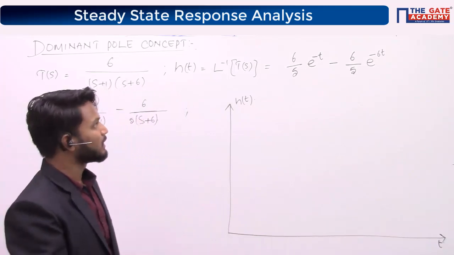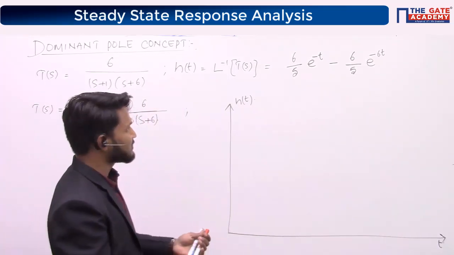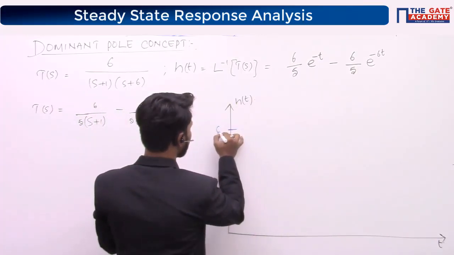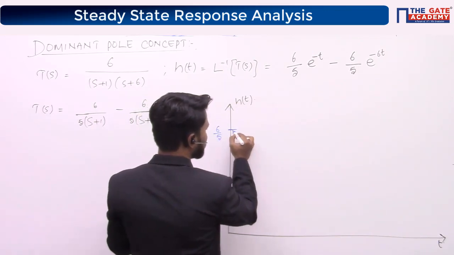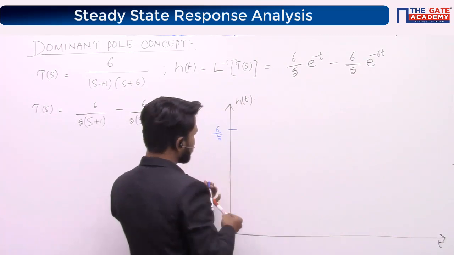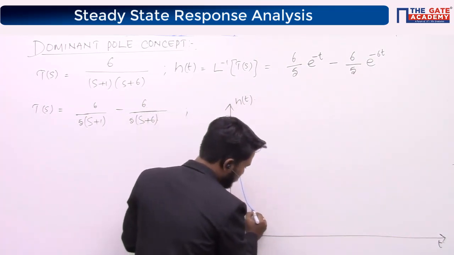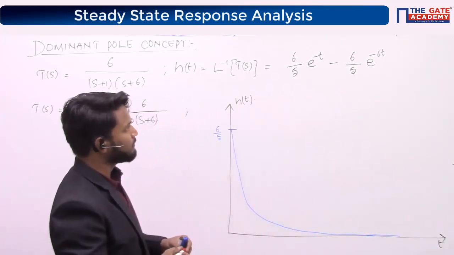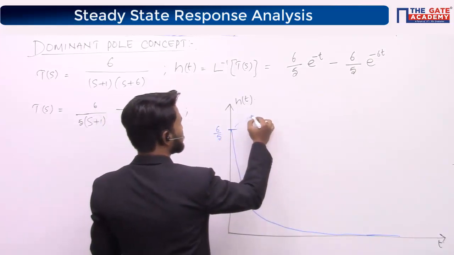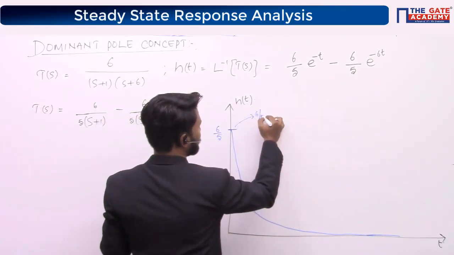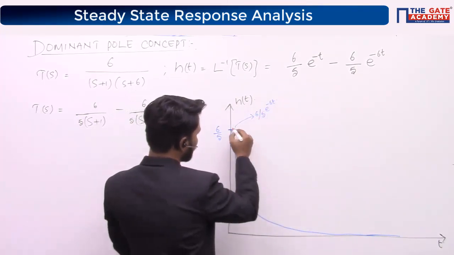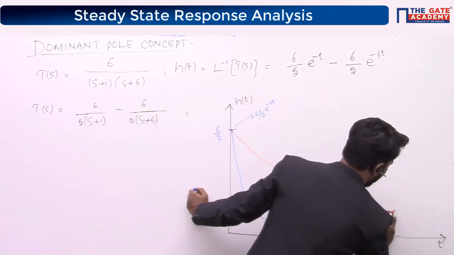Yes, right? So 6 by 5 into e power minus 60t. What is its starting value? It starts at 6 by 5, right? 6 by 5 e power minus t, let us say. So it starts at 6 by 5 and it will decay like this, right? I'm mentioning it here. This blue one is 6 by 5 e power minus 60t, whereas this red one is 6 by 5 e power minus t, right?